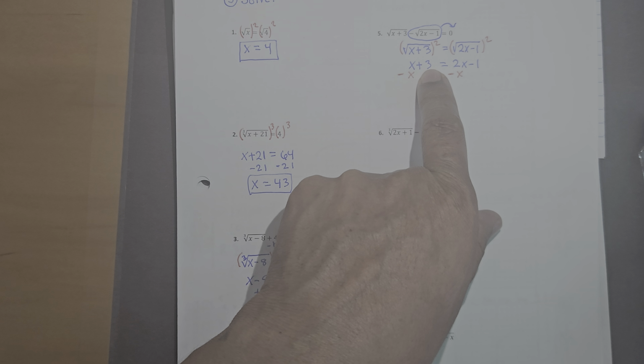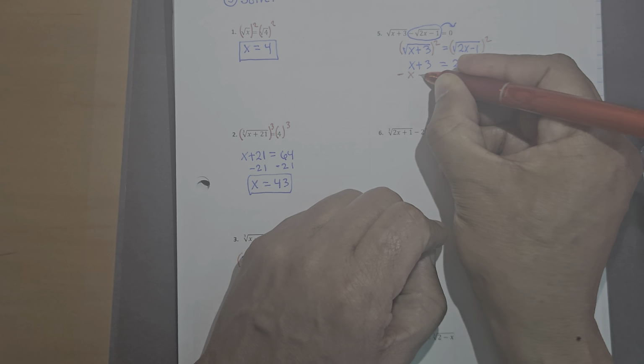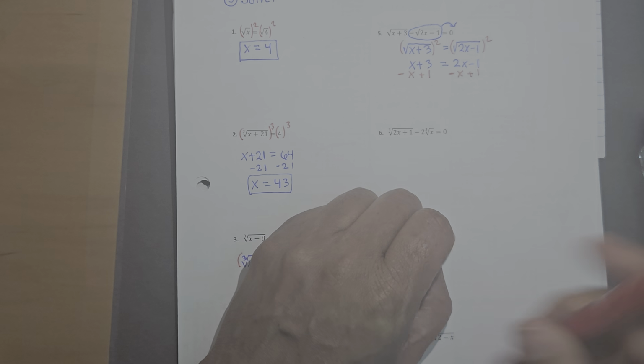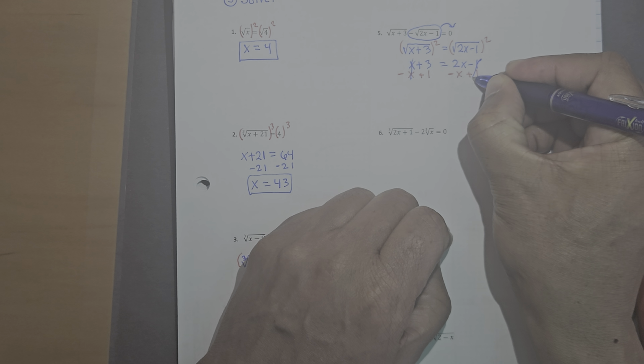Also, I'm going to have the numbers on this side. I have a minus 1 here, so I'm going to add 1 to both sides of the equation. Notice I'm doing 2 steps in 1 here. So this x cancels and this minus 1 plus 1 cancels.